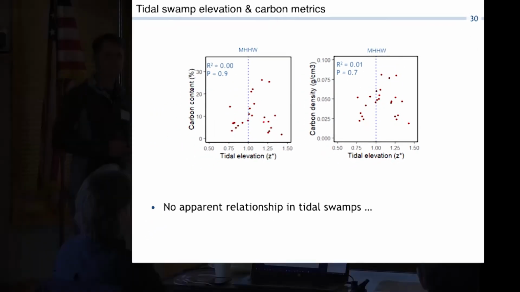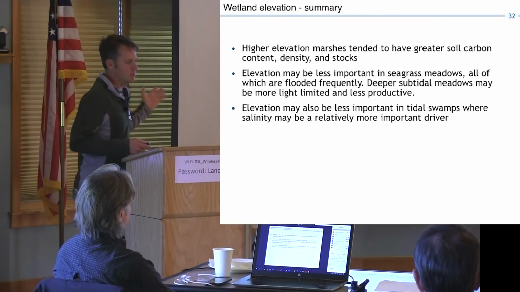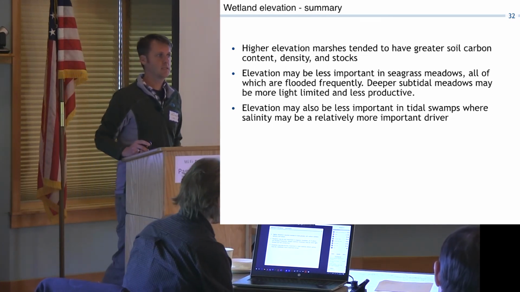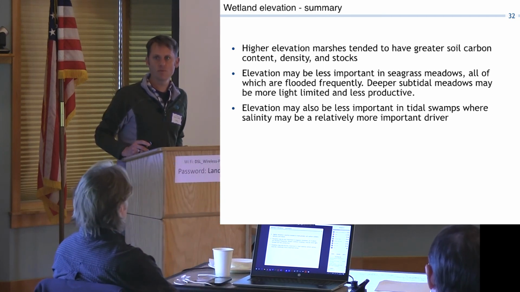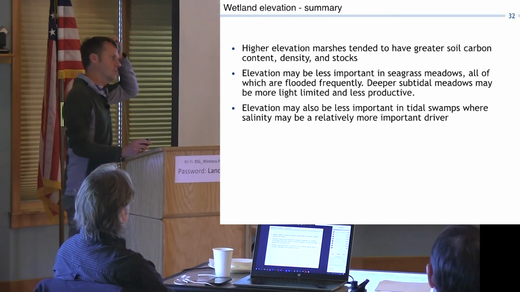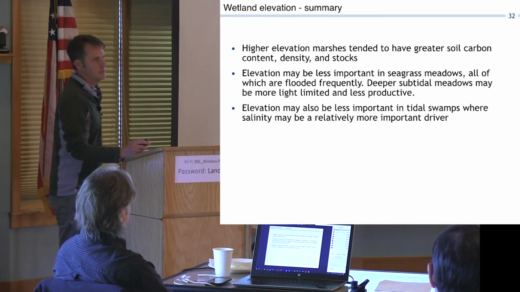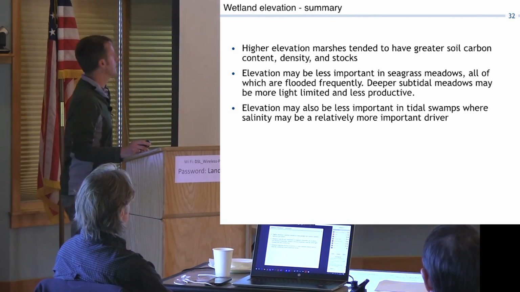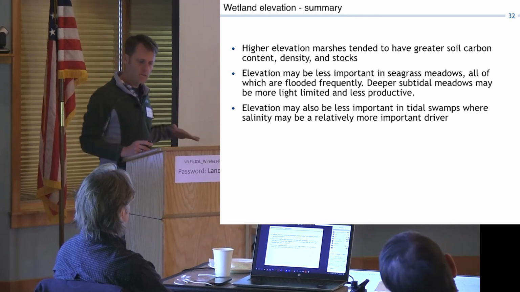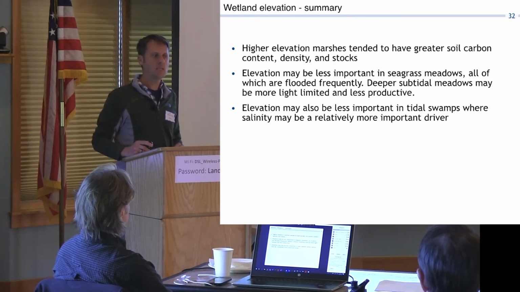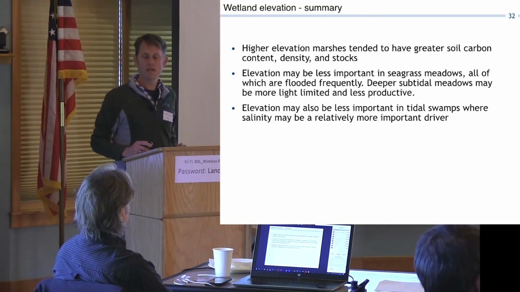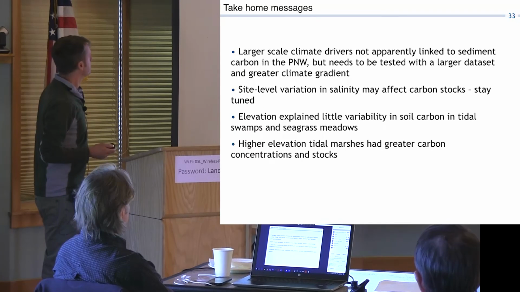Okay, thanks. Just to summarize those slides, in the marshes we do tend to see a significant positive relationship between tidal elevation and carbon metrics like stocks. In the seagrass meadows, in the low intertidal, and the tidal swamps, we really didn't see a relationship with elevation. We didn't sample any subtidal eelgrass meadows in this study, but if we had, we may see some relationships between depth and carbon content.